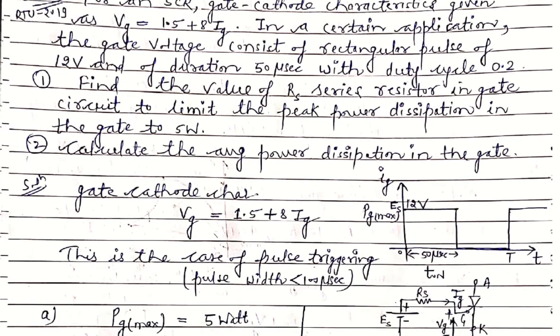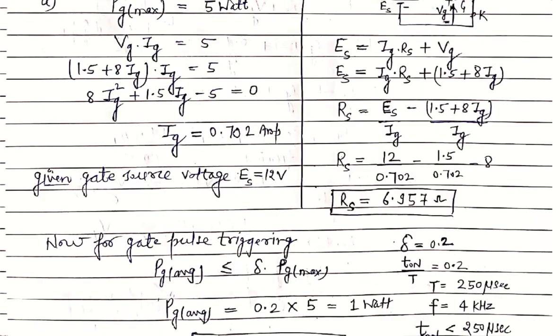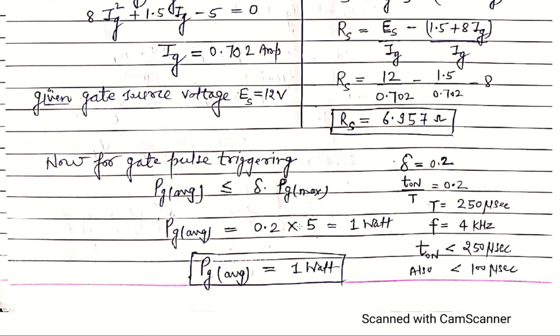Second part of the problem, calculate the average gate power dissipation. The maximum gate power dissipation is known. Now we have to find the average power dissipation, and the duty cycle is already given in the problem as 0.2. For gate pulse triggering, we already know that PG average is always less than PG maximum, and it is a multiple of delta, the duty cycle given as 0.2. By multiplying delta and PG maximum, which is 5, we can calculate PG average, the average gate power dissipation across the gate cathode junction.